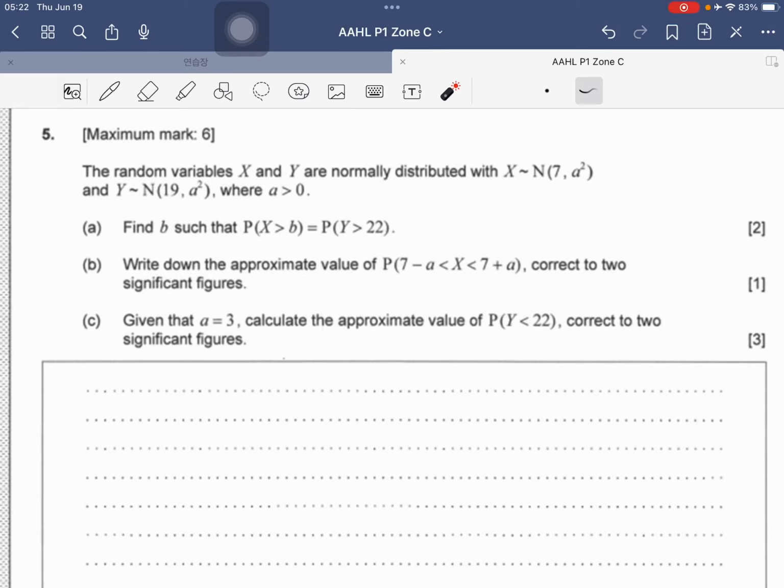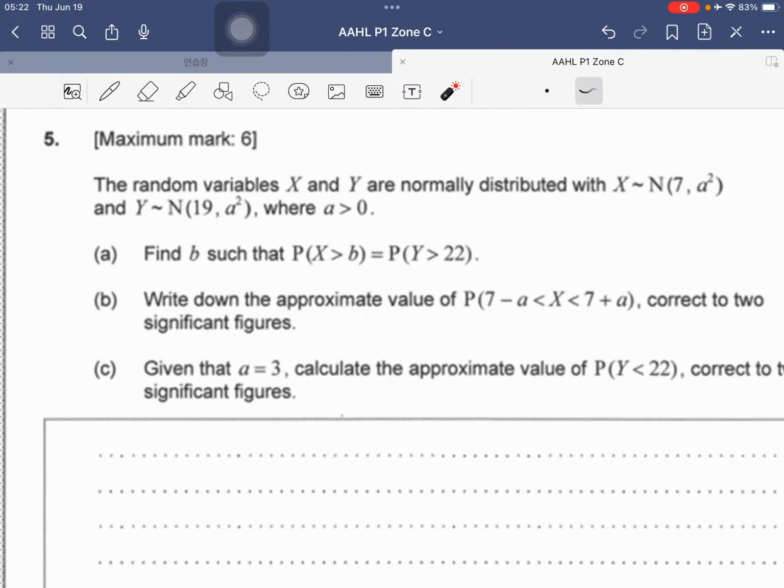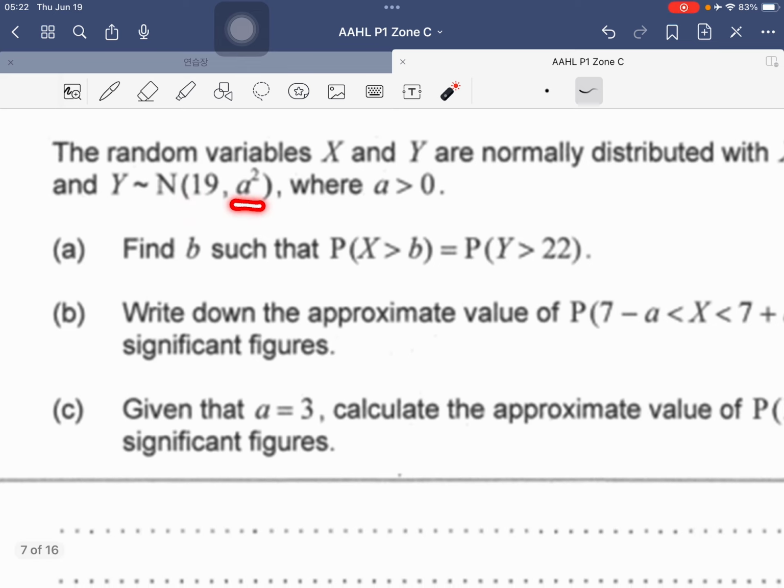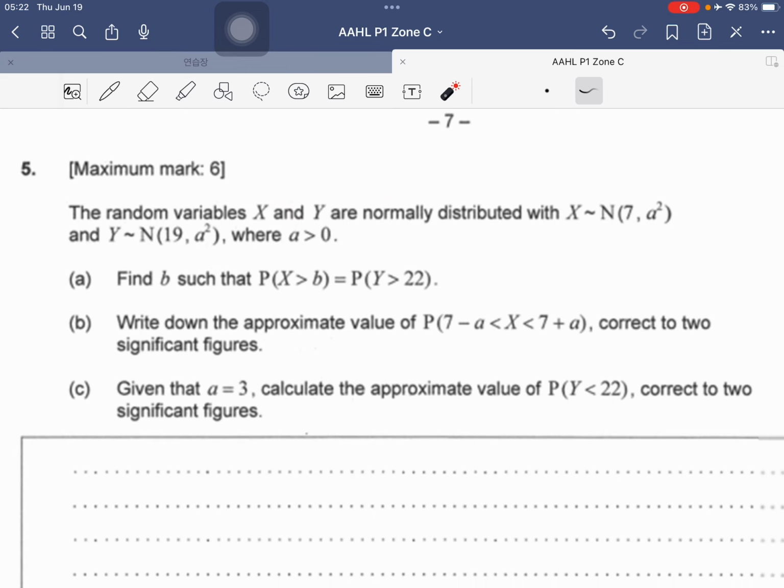Okay, question number 5, maximum marked 6 points. The random variables x and y are normally distributed, with x following the normal distribution with mean 7 and standard deviation a, and y following the normal distribution with mean 19 and standard deviation a squared, where a is greater than 0.